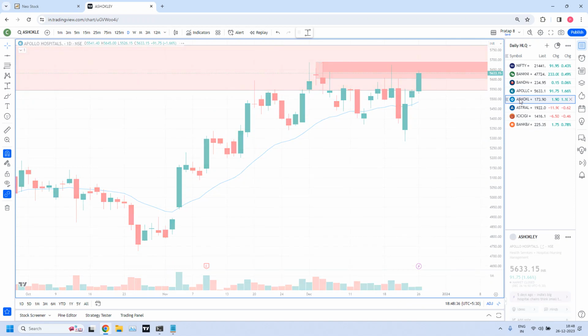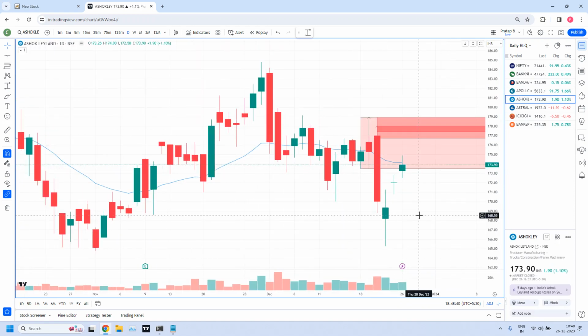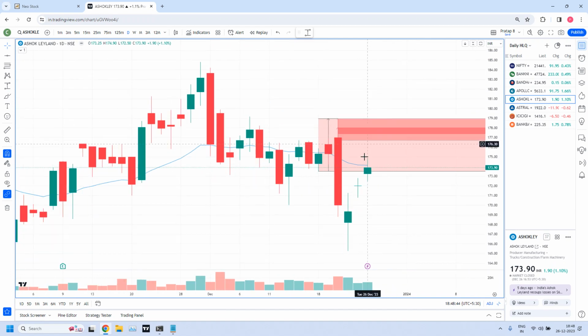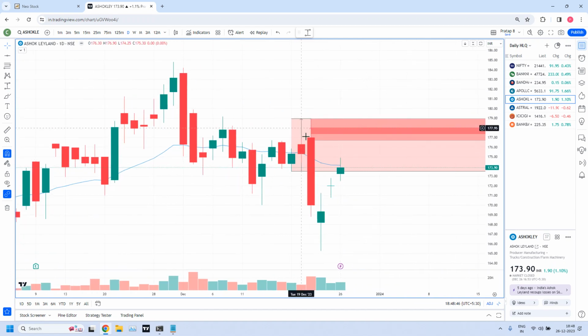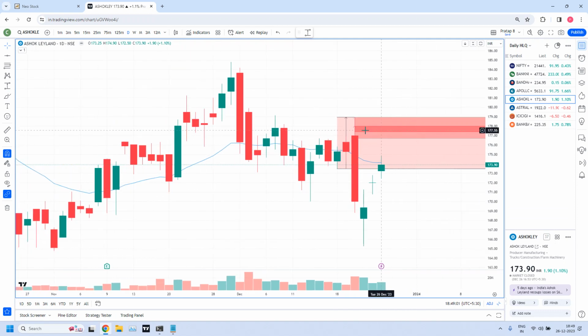And the next one is Ashok Leyland. Prices entered into this daily supply zone. Inside it we fine-tune to a 75 minutes area. Inside 75 minutes, we fine-tune to a 15 minutes or 5 minutes area. Prices again did not enter into this zone. So what I mean is this zone is not triggered. I mean, entry is not triggered.